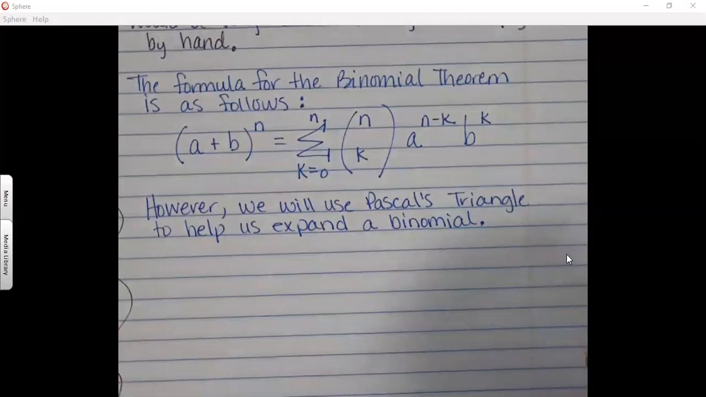All right, so the first example I'm going to do by hand like we normally would do it by hand, okay? So we can compare it after we do Pascal's triangle.